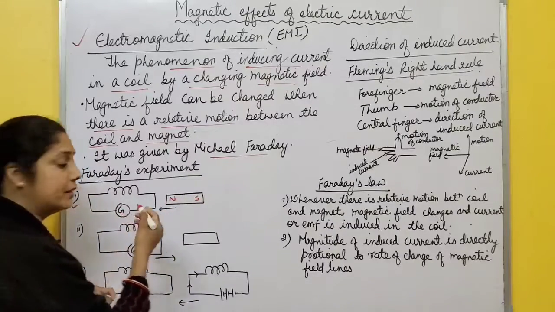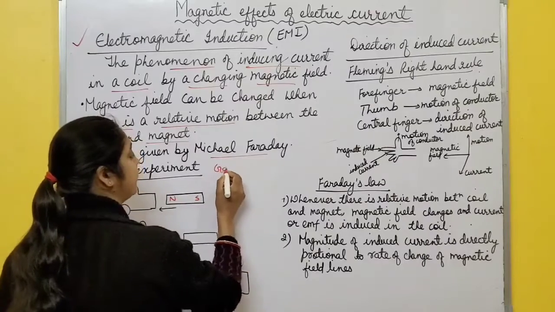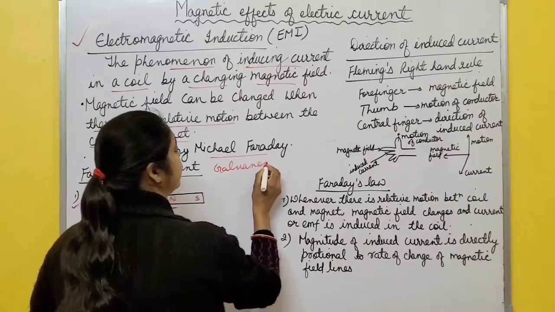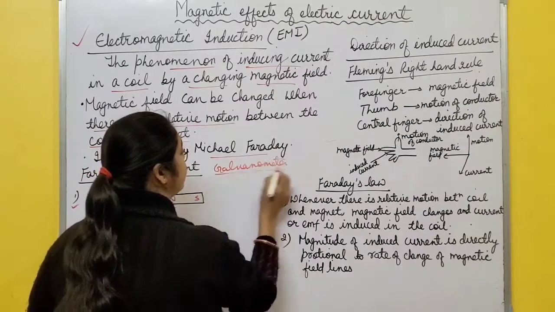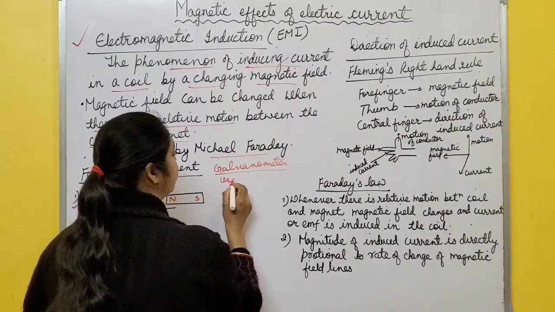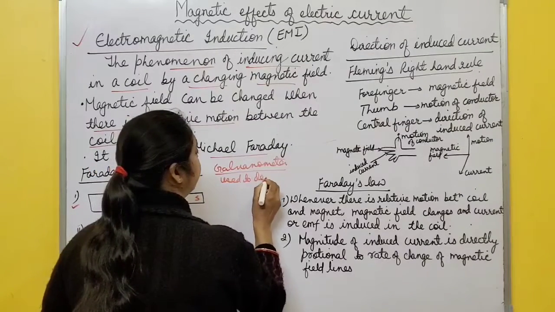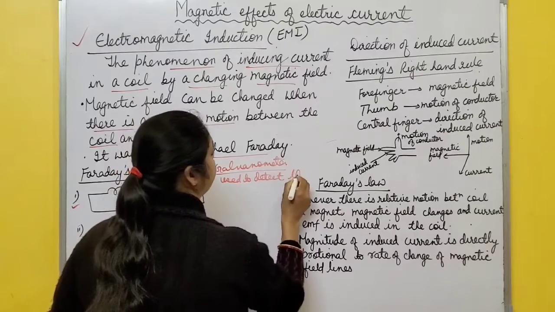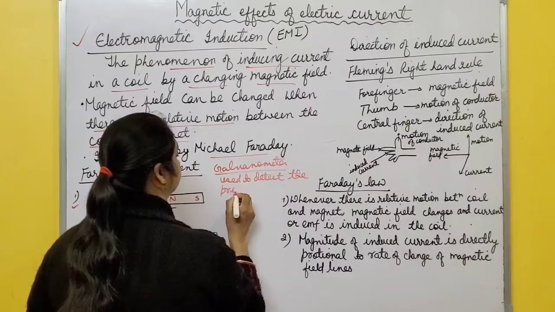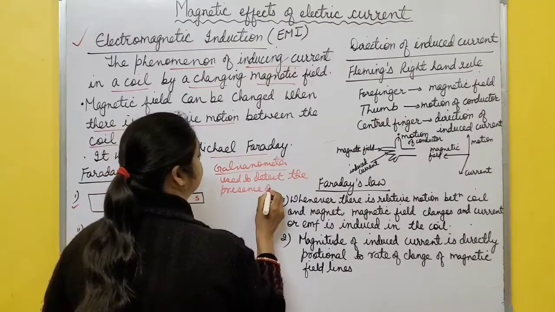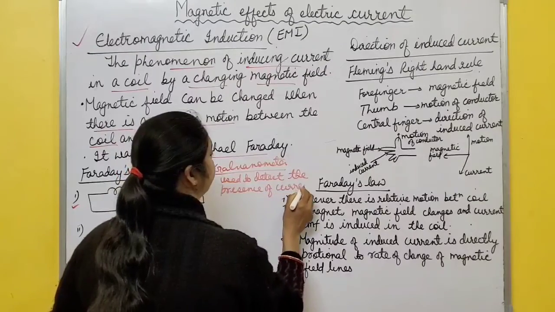You know galvanometer? A galvanometer actually is a device which is used to detect the presence of current in a circuit.